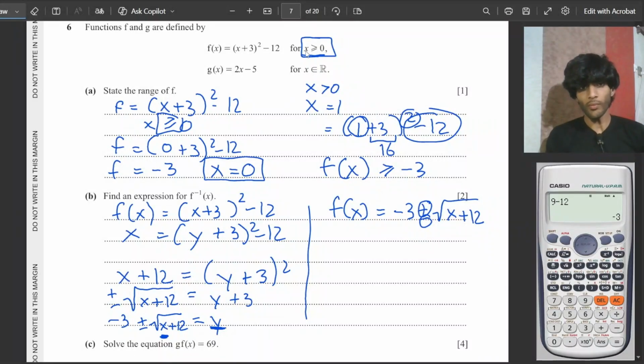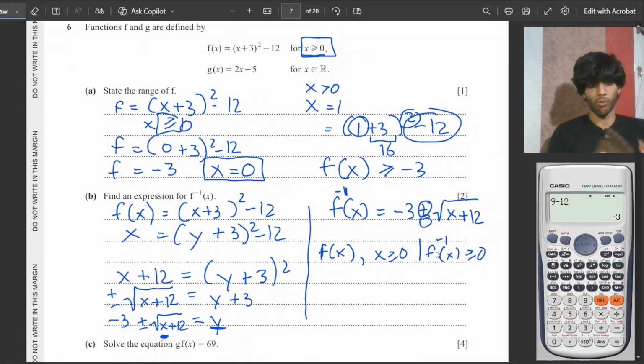Therefore, oh, my bad, this is an f of x, this is f inverse of x. Sorry, guys. So basically, what I have to figure out is, hey, if the domain of the normal function, so f of x, had a domain of x greater than or equal to 0, then that means that for the inverse function, the range is going to be greater than or equal to 0. What does that mean?